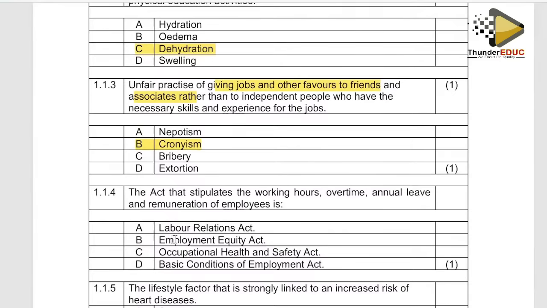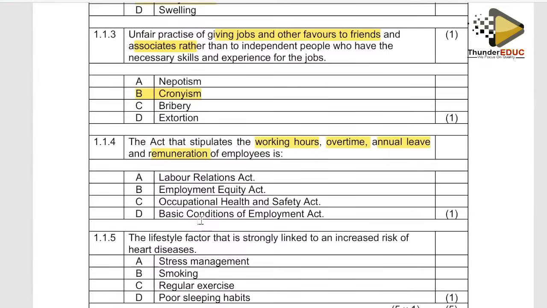Then 1.1.4, the act that stipulates the working hours, overtime, annual leave, and remuneration of employees. They are looking for an act or a law which stipulates the working hours. It also stipulates the overtime. It also determines the annual leave and the remuneration, which is the payment of employees. It is known as the Basic Conditions of Employment Act. So our correct letter there would be the letter D.